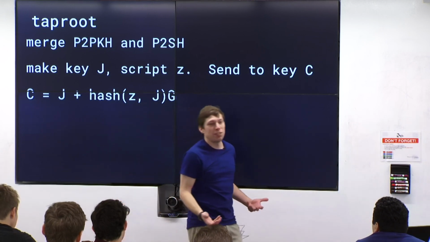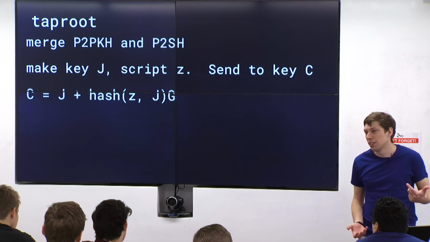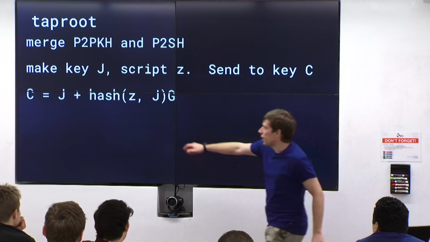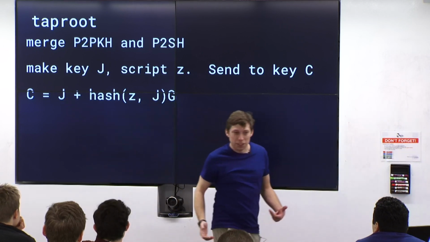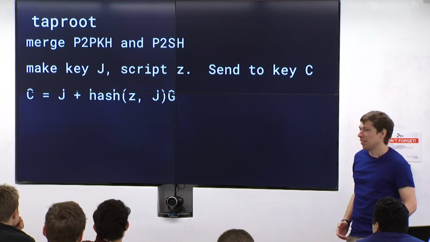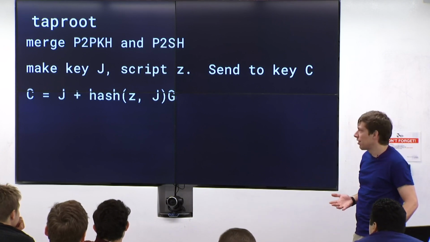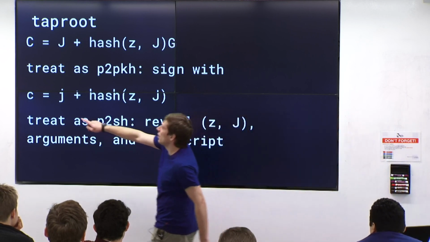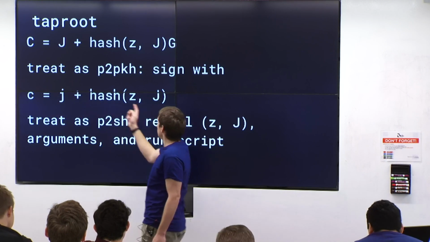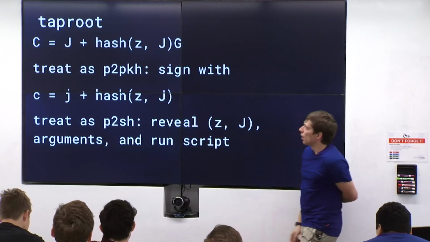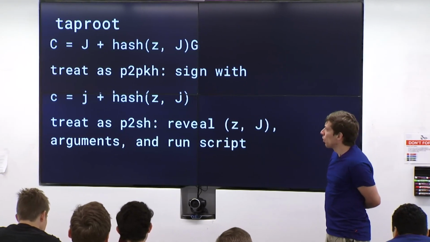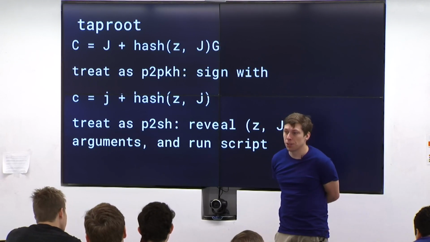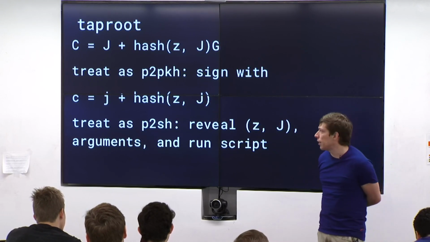I've sent money to this C point. Can I sign with C's private key? I know little j. That's a regular key. Do I know little c? Sure. I know that little c is just the j private key plus this hash. So if I want to treat it as a pay to pub key hash, I just sign with little c, I sign my transaction, and I'm good.